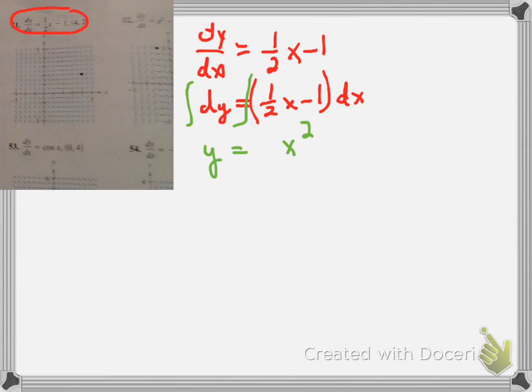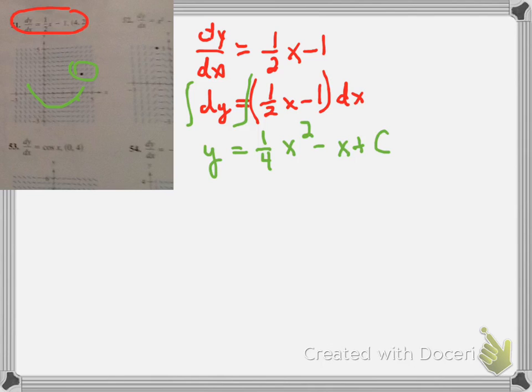So I raise that power by 1. I'm dividing it by 2 because that's what I raised my power to. So 1/2 divided by 2 is 1/4. And you can always check the derivative to see if you get the same thing. Minus x plus c. So for different c values, you could have different solutions. So if your c value was down there, your solution would be this. But they give us a particular c value.